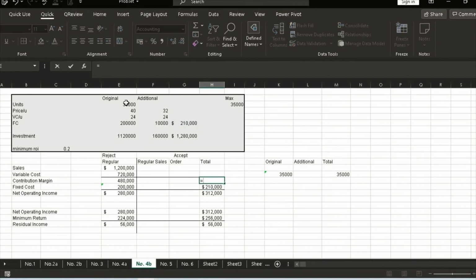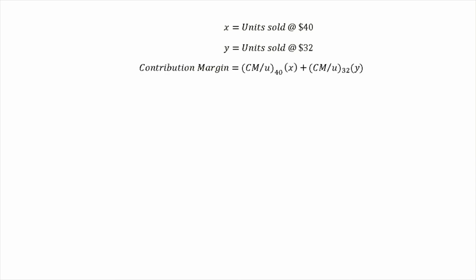The contribution margin can be calculated by adding the net income to the fixed cost, and we have a contribution margin of 522,000. To solve for the units sold for each respective price, we are to assign X as the units sold at $40, Y as the units sold at $32.